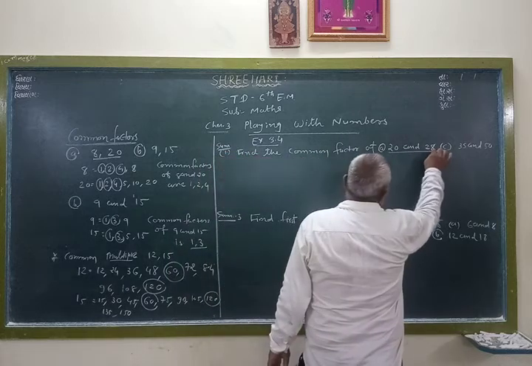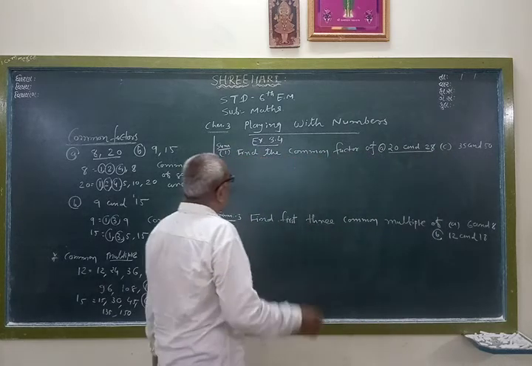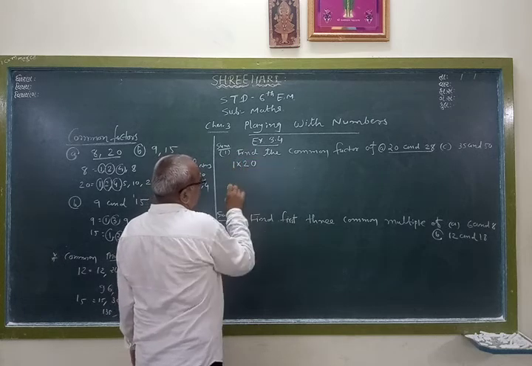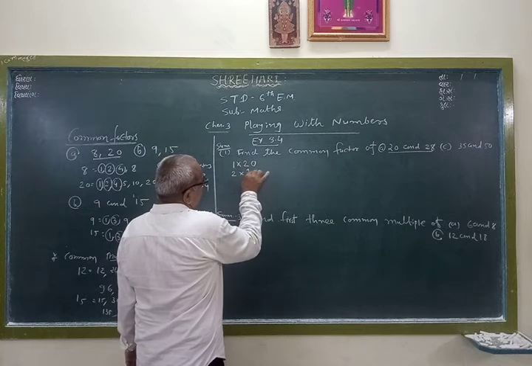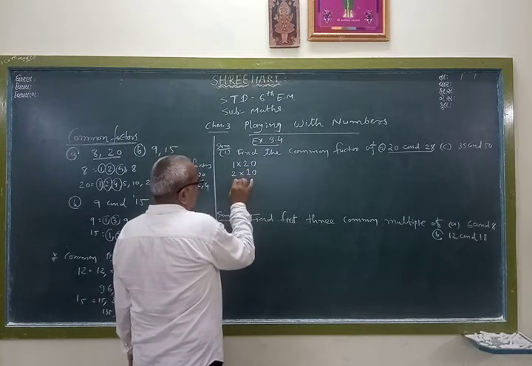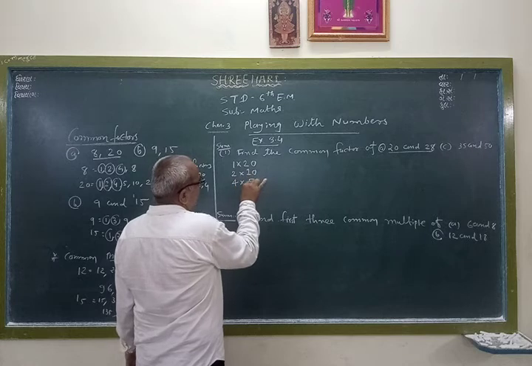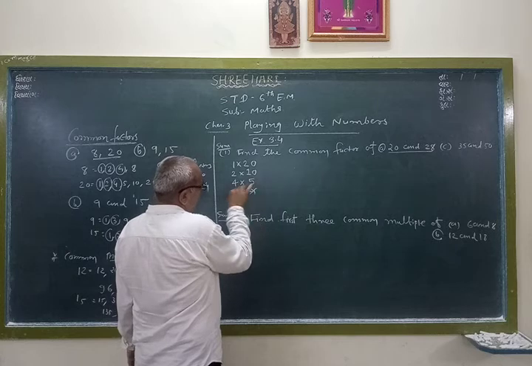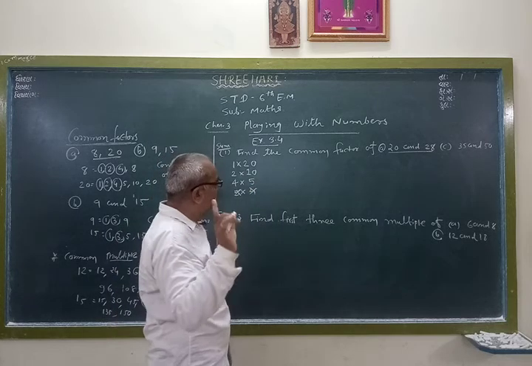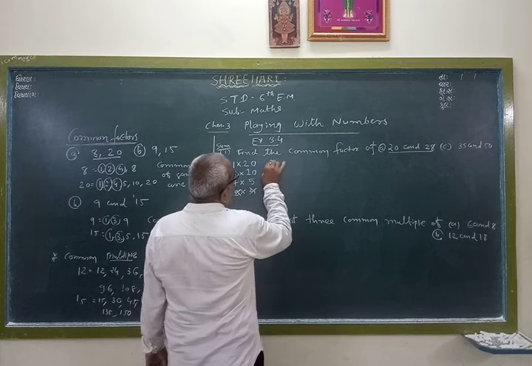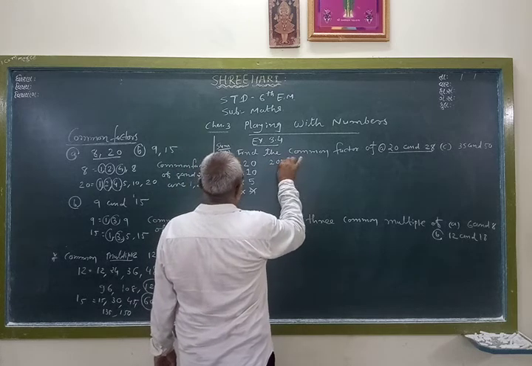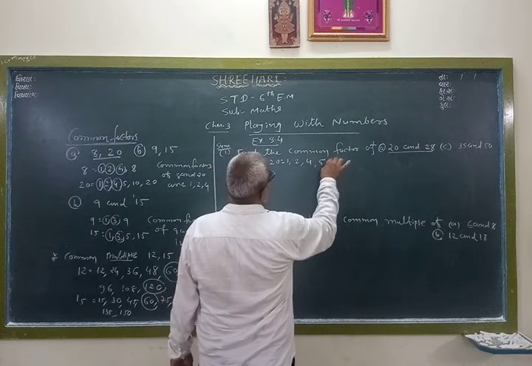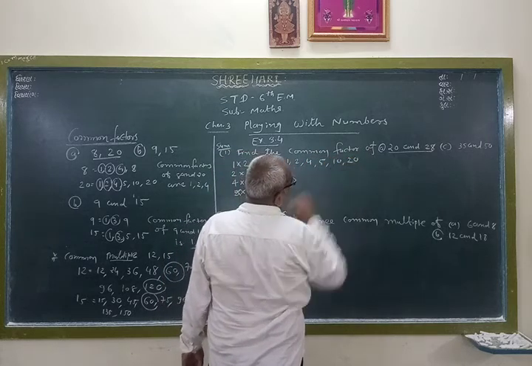20 and 28 first. So how do we find? First find the total factors of 20. 1 20s are 20, 2 10s are 20. We can't divide 20 by 3. So 4 5s are 20 and 5 4s are 20. But 4 and 5 have come two times, meaning only one. We have to take any number only one time. The factors of 20 are 1, 2, 4, 5, 10 and 20.